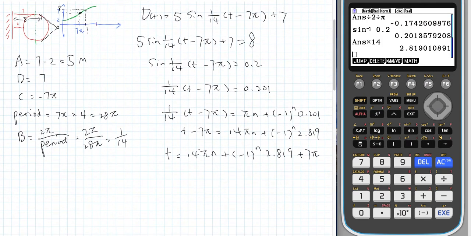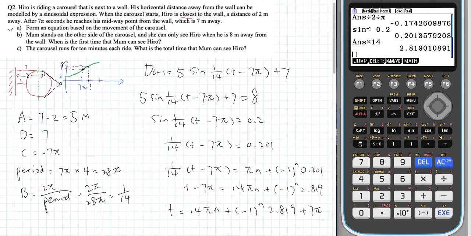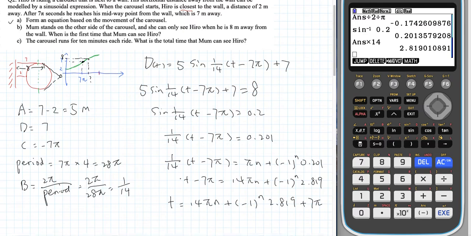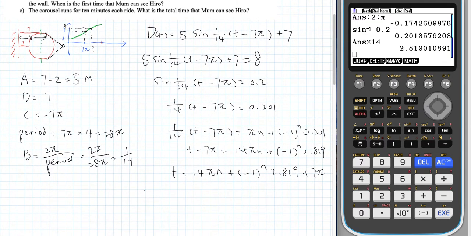Alright, so we're looking for the first time when mom can see little Hiro, which is when the distance of Hiro away from the wall is 8 meters. So we'll try to solve question B. Let's say when n equals 0, what is the time going to be?